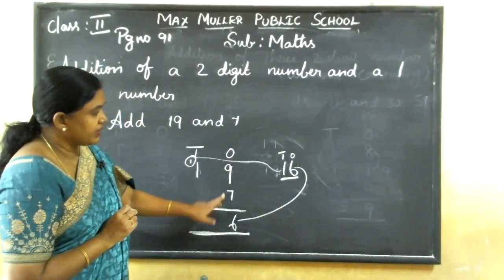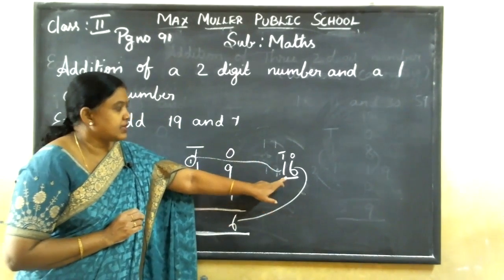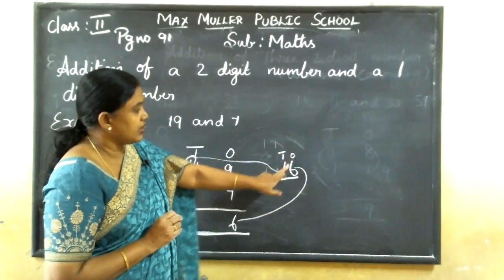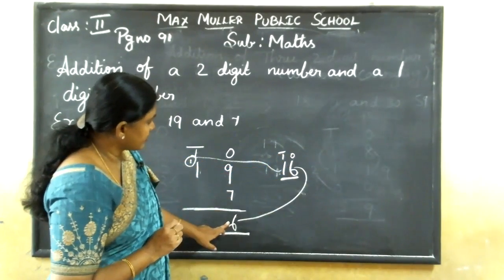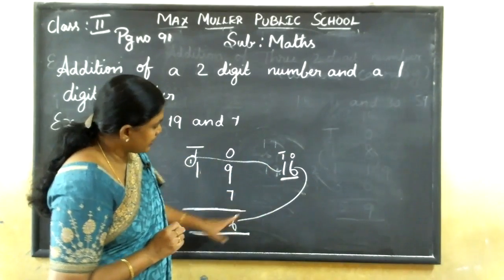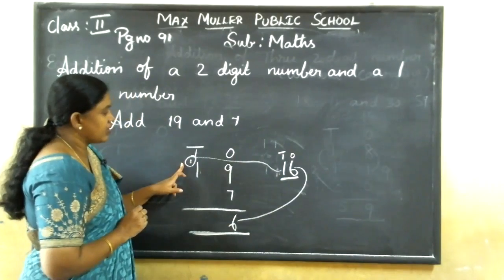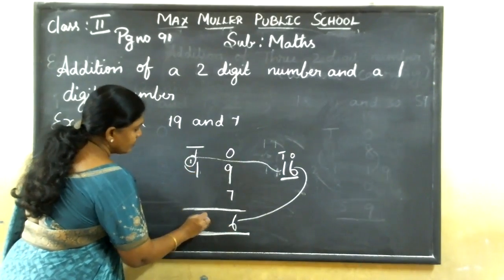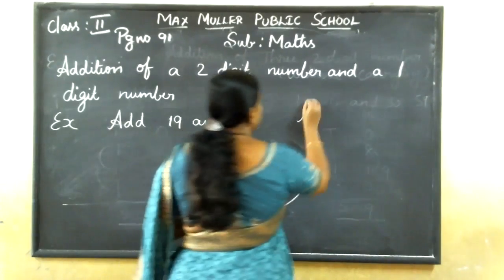9 plus 7 gives 16. 16 is a two-digit number. In 16, 6 is in the ones column, 1 is in the tens column. So we write 6 in the ones column only. The 1 will be carried to the tens column. So 1 plus 1 is 2. Understood, children? Another one I'll do.